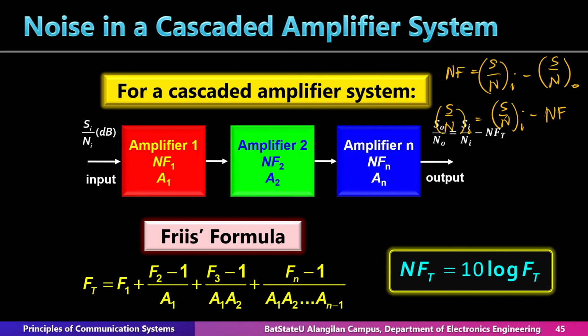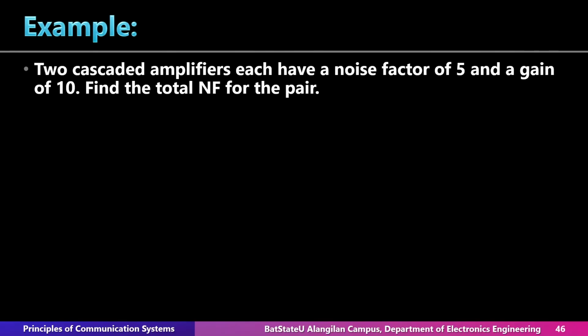Let us solve sample problem here. Okay, meron daw tayong dalawang cascaded amplifiers. Ang noise factor ay 5 at ang gain ay 10. So, that means identical yun. Ang noise factor nung dalawa parehas 5 at ang gain nila parehas 10. Ano daw ang total noise figure? Okay. So, kunin muna natin yung noise factor equivalent. Ano? That is equal to F1 plus F2 minus 1 over A1.